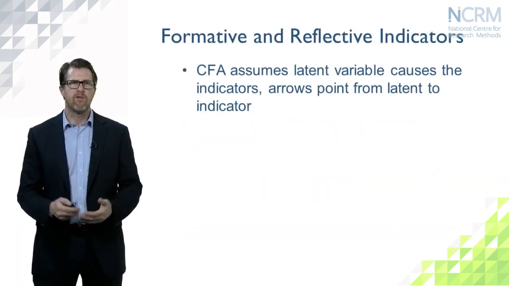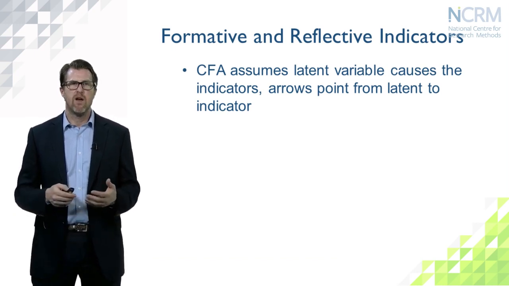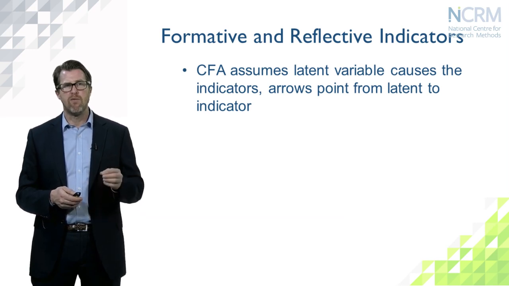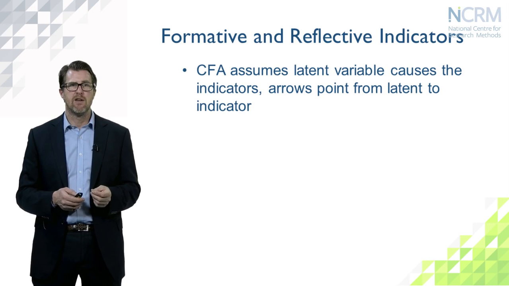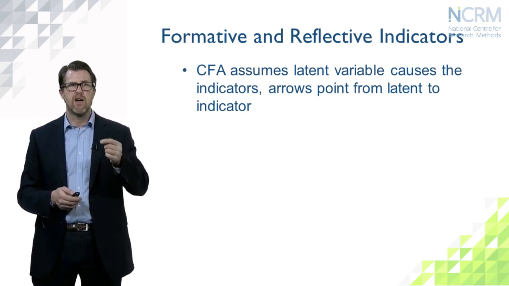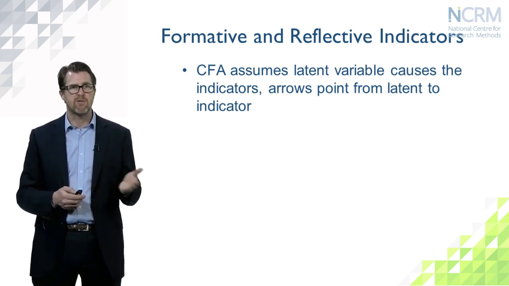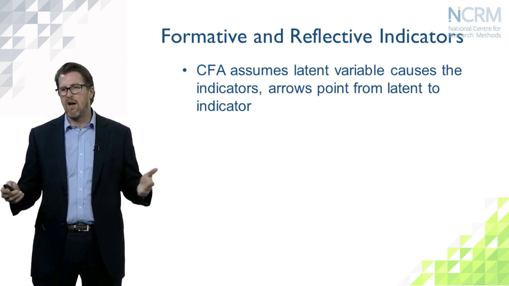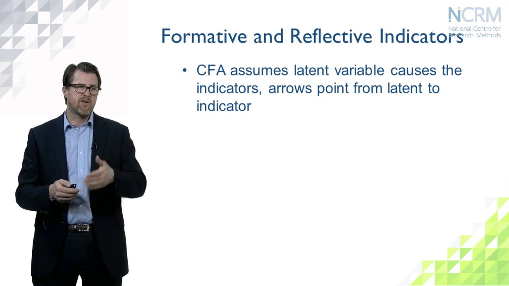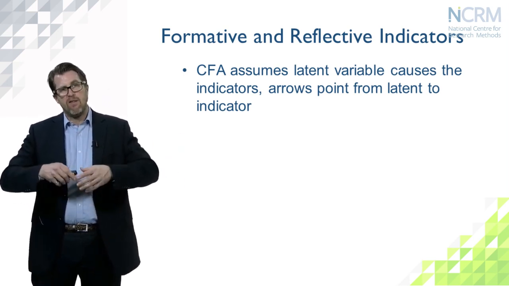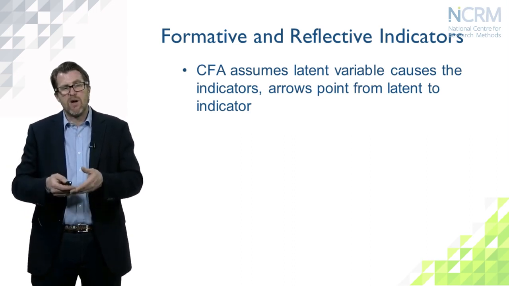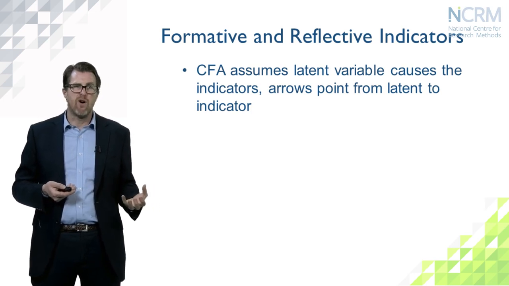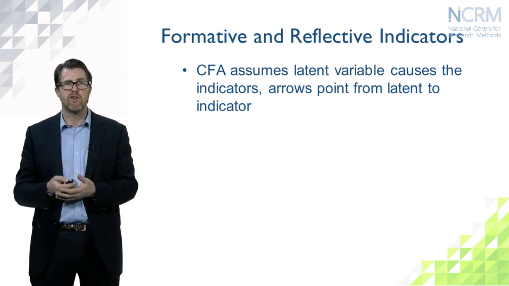When we've looked at path diagrams and thought about the relationship between concepts and indicators, between latent variables and observed variables, the arrow will be pointing from the latent variable to the observed indicator. So what this is saying in theoretical terms is that the latent variable causes the indicators. That's why the arrow points in that direction. So we can think of that as meaning, if we're trying to measure, let's say, someone's social capital, and we've asked lots of questions in a questionnaire, that what's actually causing their answers to those questions is their underlying level of social capital. So the causal arrow points from the latent variable to the observed indicators.